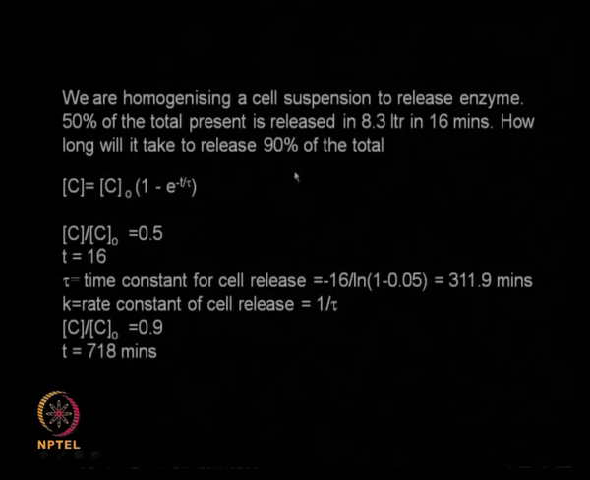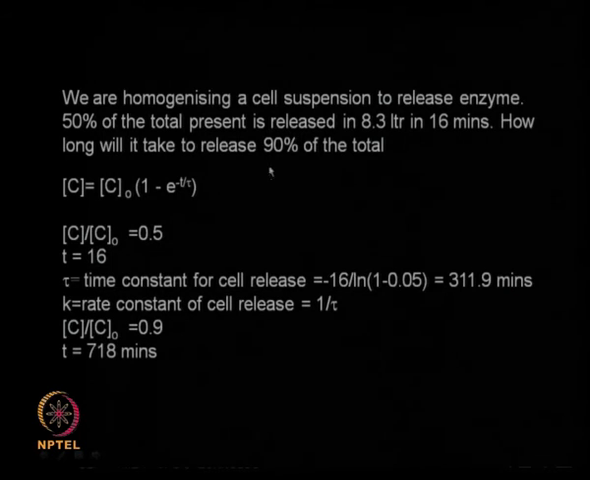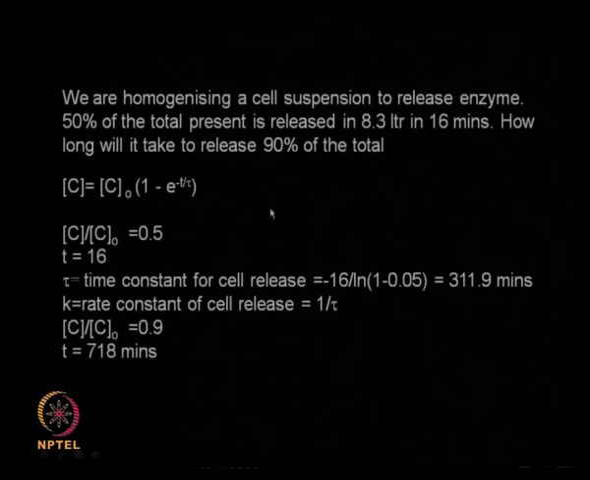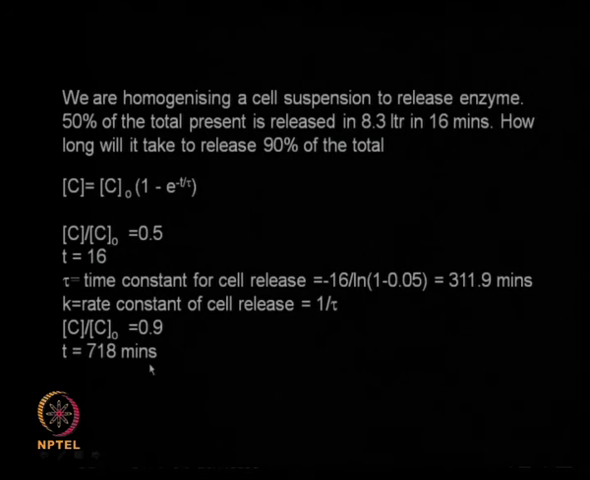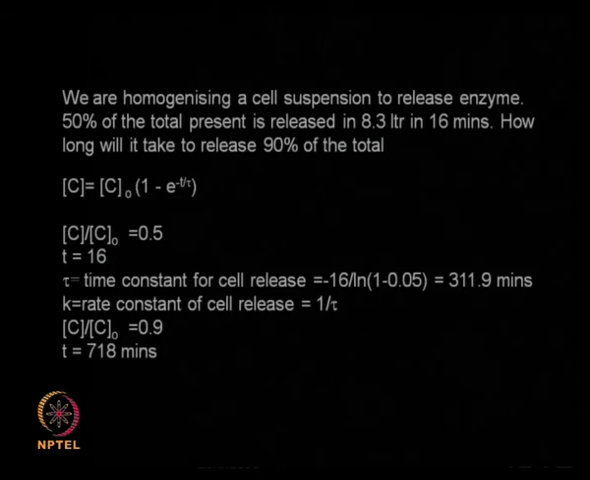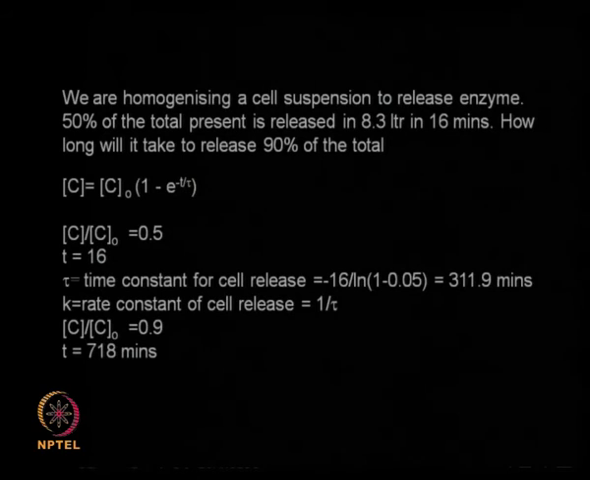Using this I would like to know how long it will take to release 90% of the material. So what do I do? I put it back. C by C naught will be 0.9, correct, and tau is 311.9, then I have to calculate this t. So t comes out to be 718 minutes. So you see, if I am interested in getting 50% out, I wait for 16 minutes, but if I want 90% I need to wait for 718 minutes. If I am interested in 95%, it may go to about 1000 minutes, and if I want 99% it may go to 2000 or 3000 minutes.